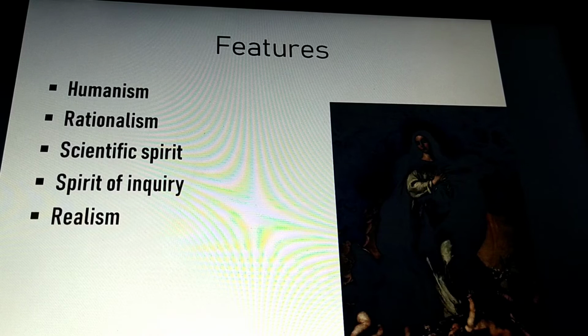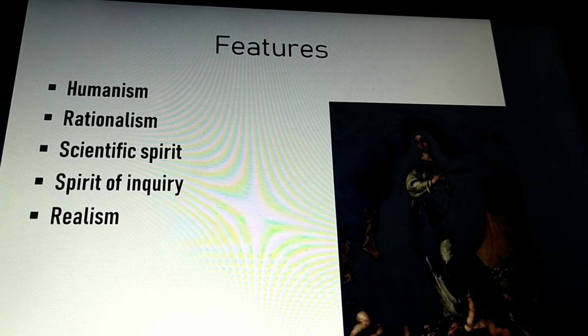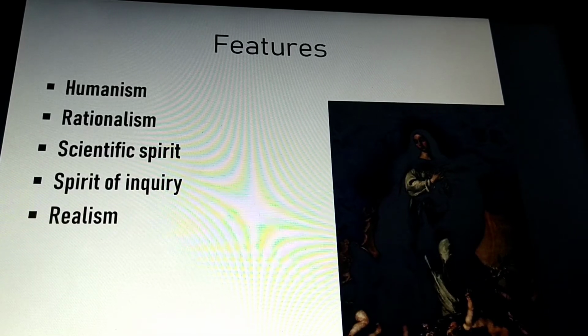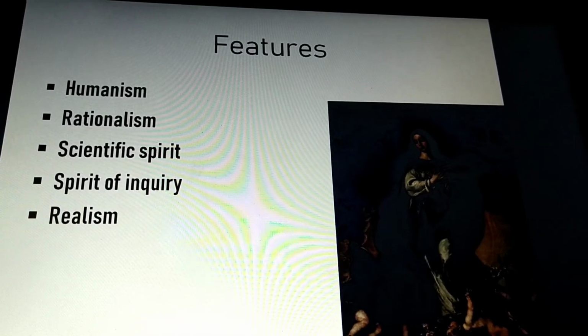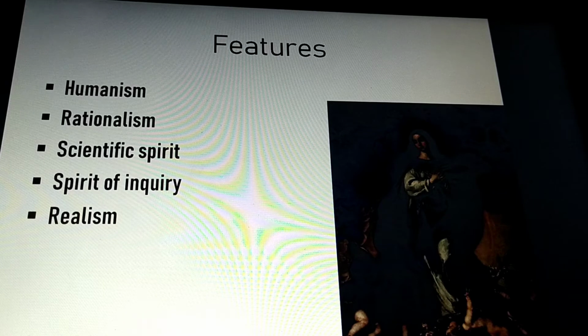Now we come to the features of Renaissance. So the first is humanism. Children, at that time people were taught not to think about the world but to completely concentrate on God. But the humanists had a different perspective, a different view. They shifted the focus from God to human affairs.